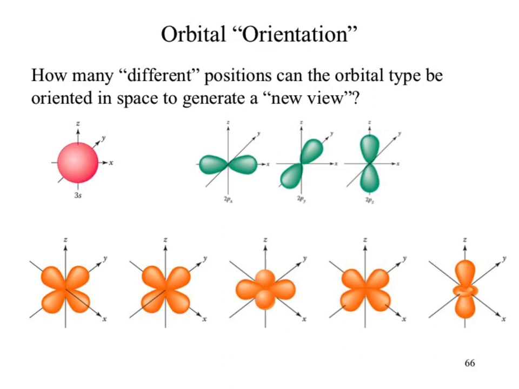Losing focus. Okay. This looks an awful lot like a dumbbell with a belt. That's one way to look at it. It's usually described as a dumbbell with a donut. Okay. So you get the dumbbell donut shape.